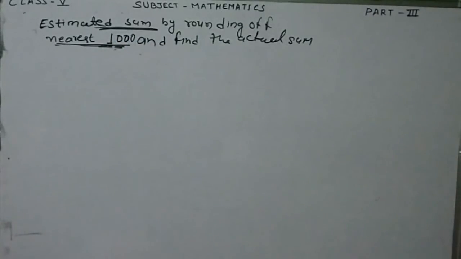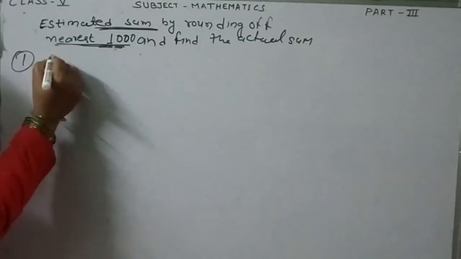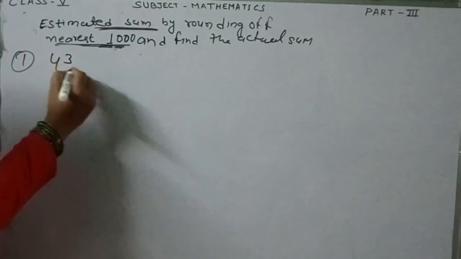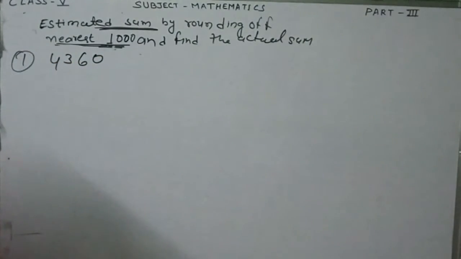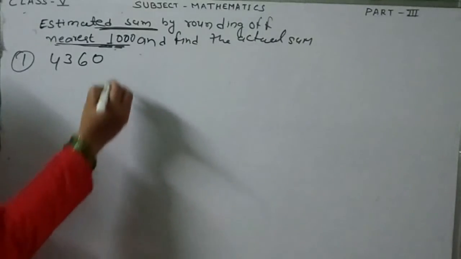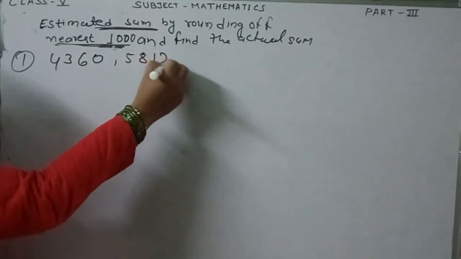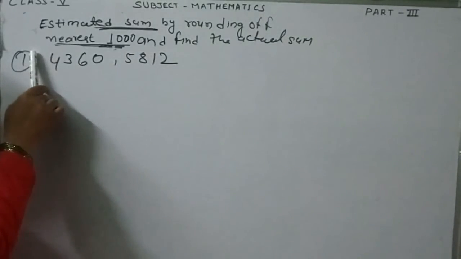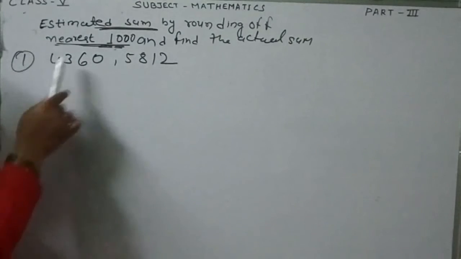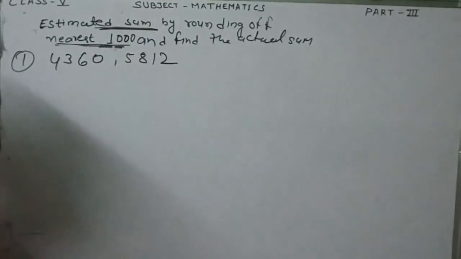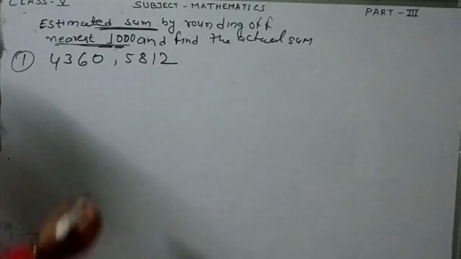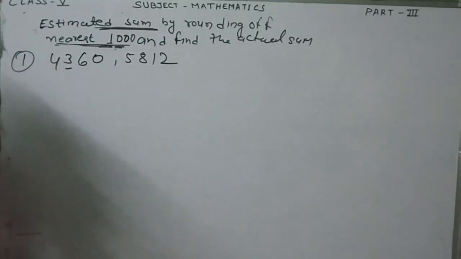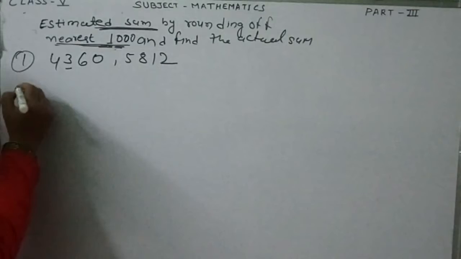See here, 4,360 and 5,812. Students, here we have to find the estimated sum and also the actual sum. In case of nearest 1000, we have to compare the hundreds place digit with 5. Okay.